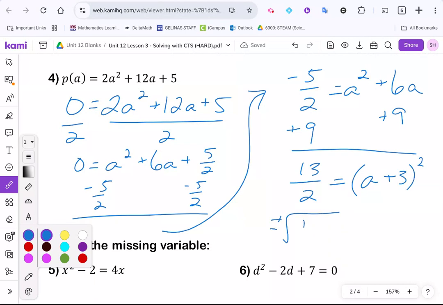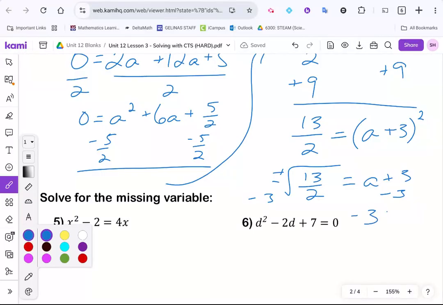So I'm going to get plus or minus the square root of 13 over 2 equals a plus 3. And so when I subtract 3 from both sides, my final answer is negative 3 plus or minus the square root of 13 over 2 as the zeros of that function. If you wanted to, you could say negative 3 plus or minus the square root of 6.5. That would be fine.